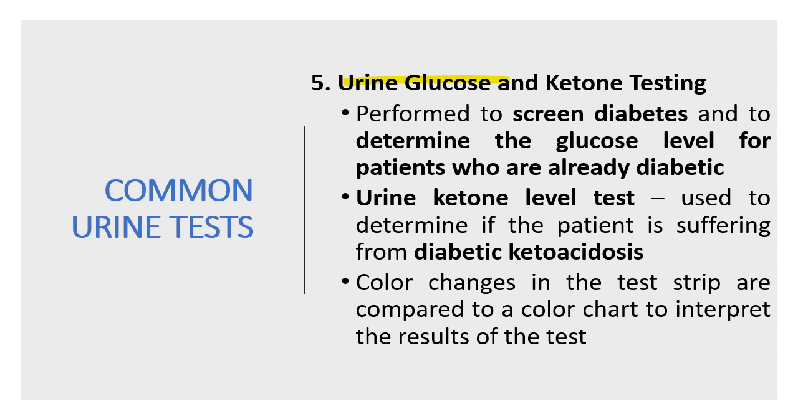We also have urine glucose and ketone testing. So it is performed to screen diabetes and to determine the glucose level of patients who are already diabetic. Yung urine ketone level test naman is to determine if the patient is suffering from diabetic ketoacidosis. So itong dalawang to kasama na siya dun sa 10 analytes sa reagent strip.